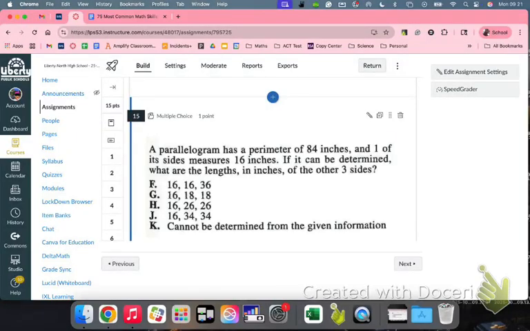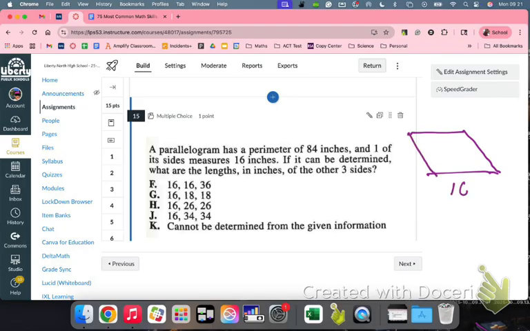Okay, a parallelogram has a perimeter of 84 inches and one of its sides measures 16 inches. If it can be determined, what are the lengths in inches of the other three sides? I don't have to do this, but I'm going to sketch out a terrible parallelogram. So here it is. There we go.